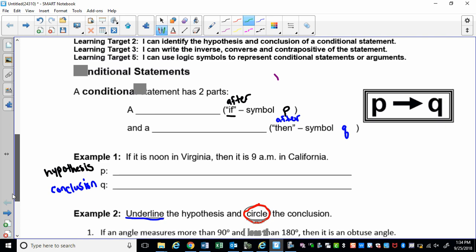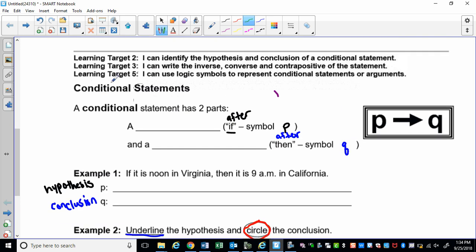So a conditional statement has two parts. We have a hypothesis, which is after the word if, and the symbol for the hypothesis is going to be P. We use this almost exclusively for the hypothesis. And a conclusion, which is after the then, and the symbol for the conclusion is Q.